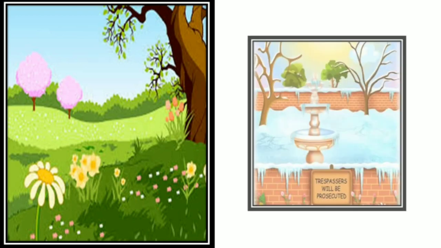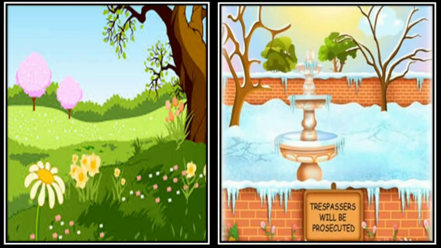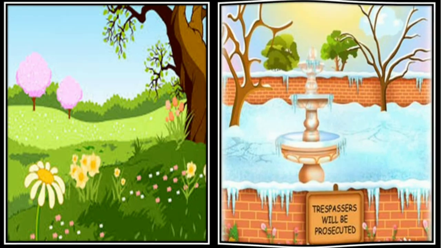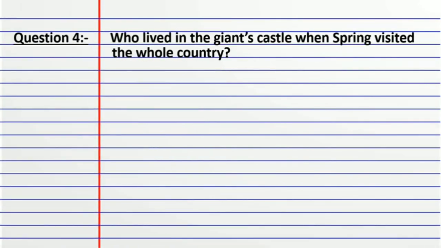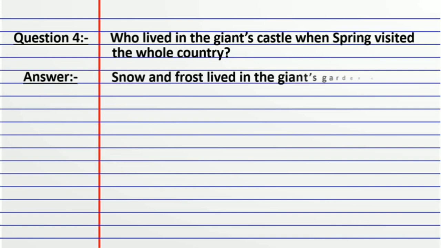Now, you can compare it with the picture of selfish giant's garden. What can you see in that? Students, you can see that the whole garden is covered with snow and frost. Isn't it? Yes. And this is the answer to the 4th question. So let's write down. Snow and frost lived in the giant's garden when spring visited the whole country.